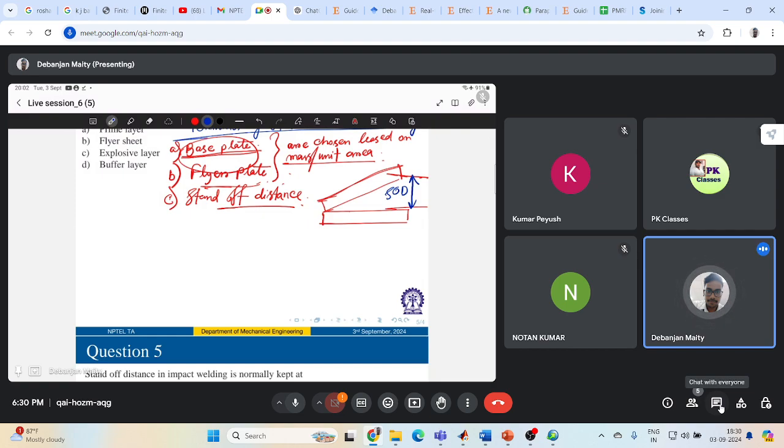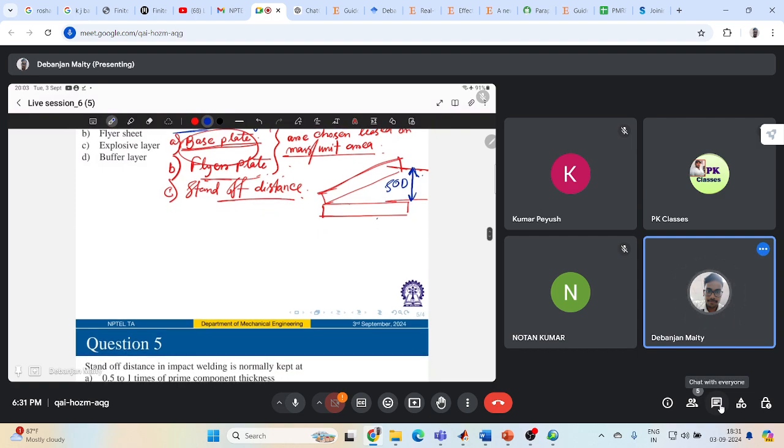Apart from this impact velocity thing, what else does it provide? It also provides the exit path if there is any splash, or if there is any air formation between the flyer and base plate during the collision. That is secondary, of course, but yes, that is also an aspect of the joining mechanism.